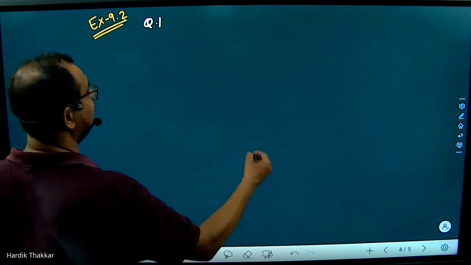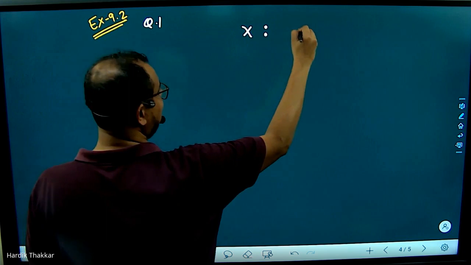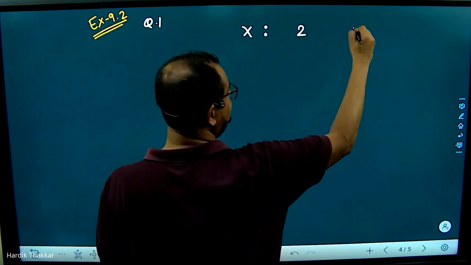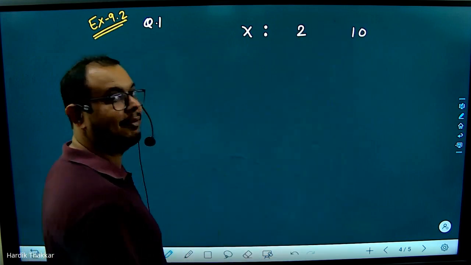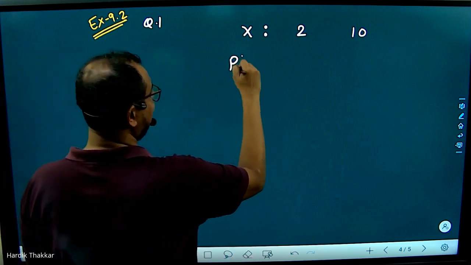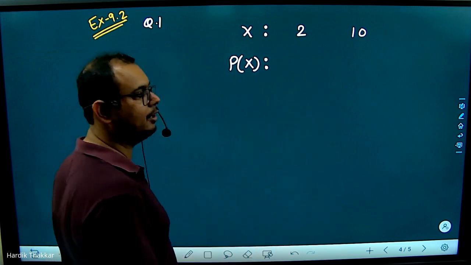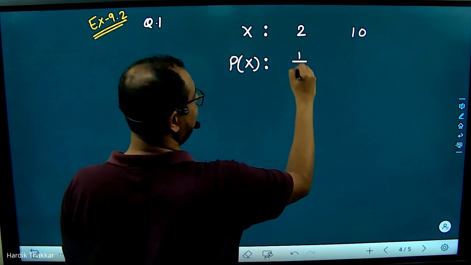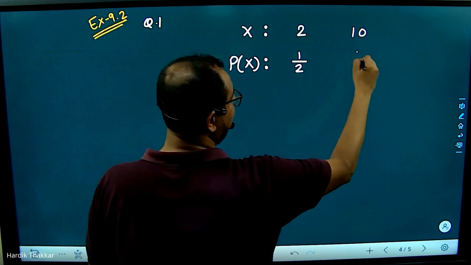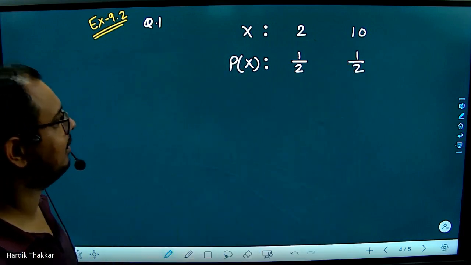Okay. So what are the possible values of x? He will get either rupees 2 or rupees 10. So the value of x will be 2 or 10. Now, what are the corresponding probabilities of each amount? The probability of winning 2 rupees is 1 upon 2, because it is based on getting tail. So the probability of tail is 1 upon 2 and the probability of head is also 1 upon 2.